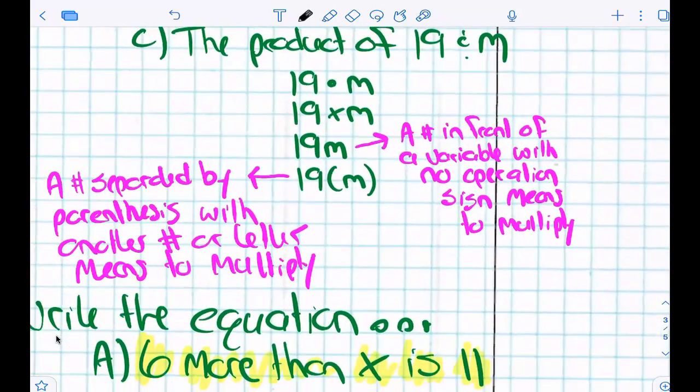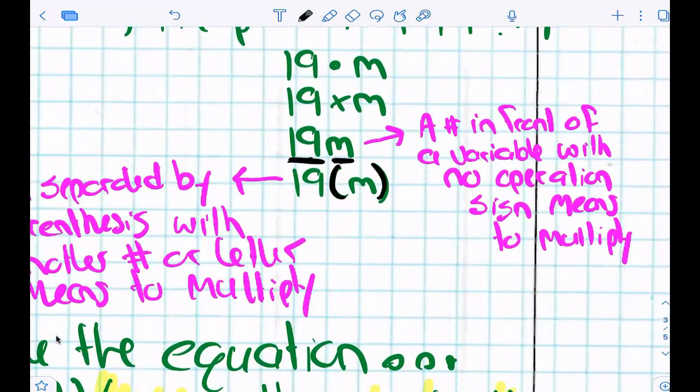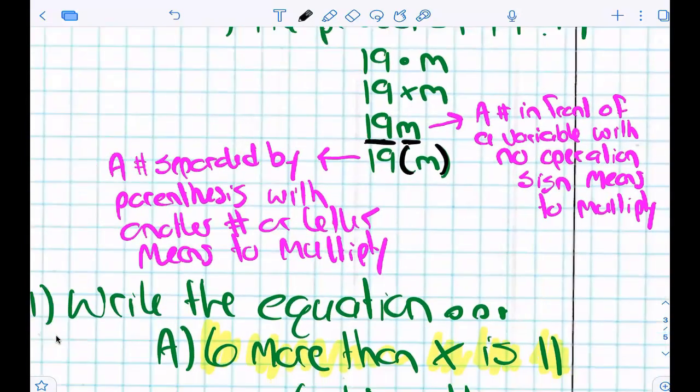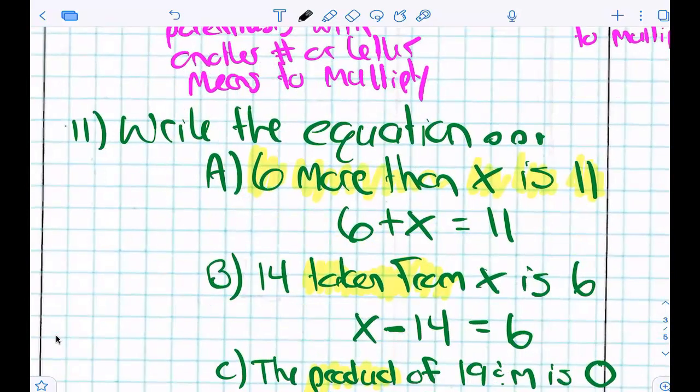Question: if you have a number like 19 and a variable like m and they're right next to each other with nothing separating them, what does that mean to do? Multiply. If you have a number like 19 next to a letter m, or even a number with parentheses, what does that also mean to do? Multiply.